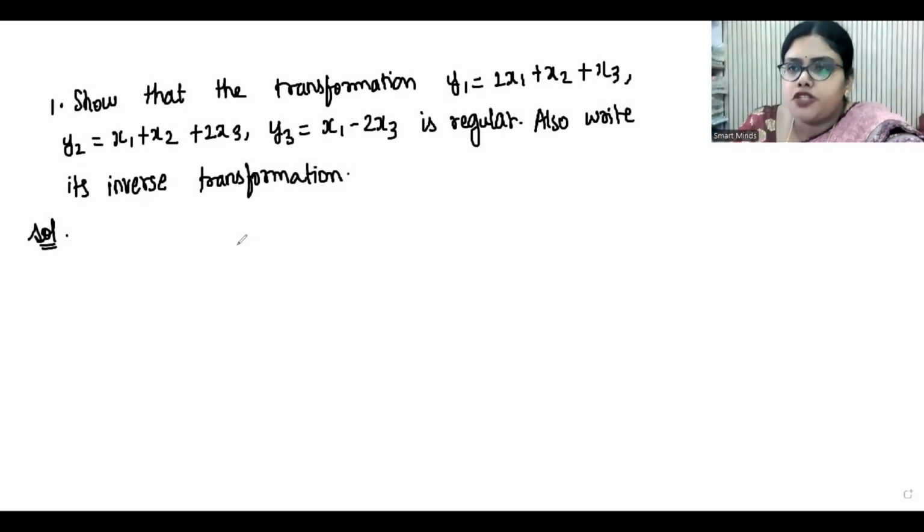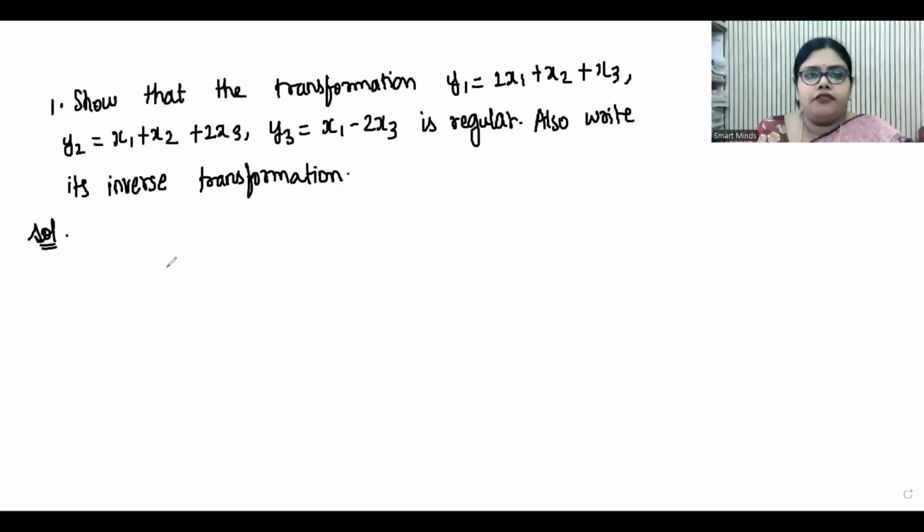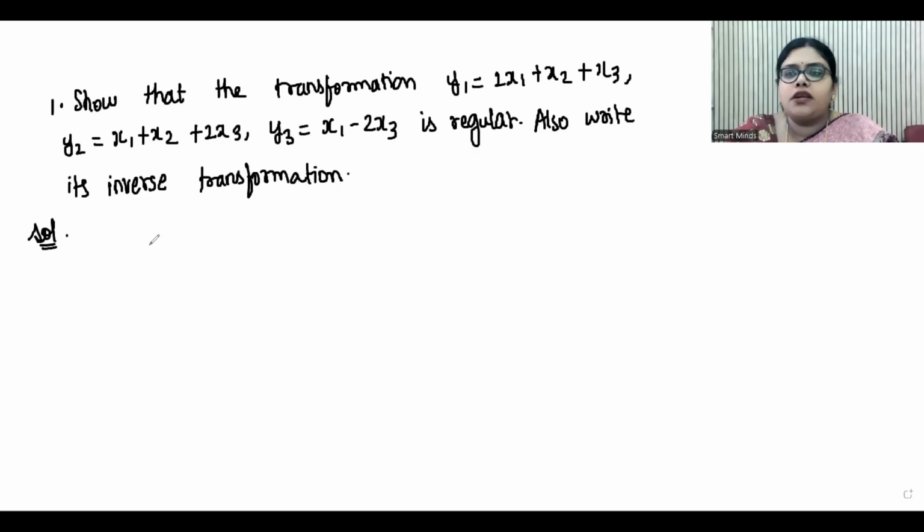Let us cover some problems based on transformation. So take the first question. Show that the transformation y1 is equal to 2x1 plus x2 plus x3, y2 is equal to x1 plus x2 plus 2x3, y3 is equal to x1 minus 2x3 is regular. Also write its inverse transformation.